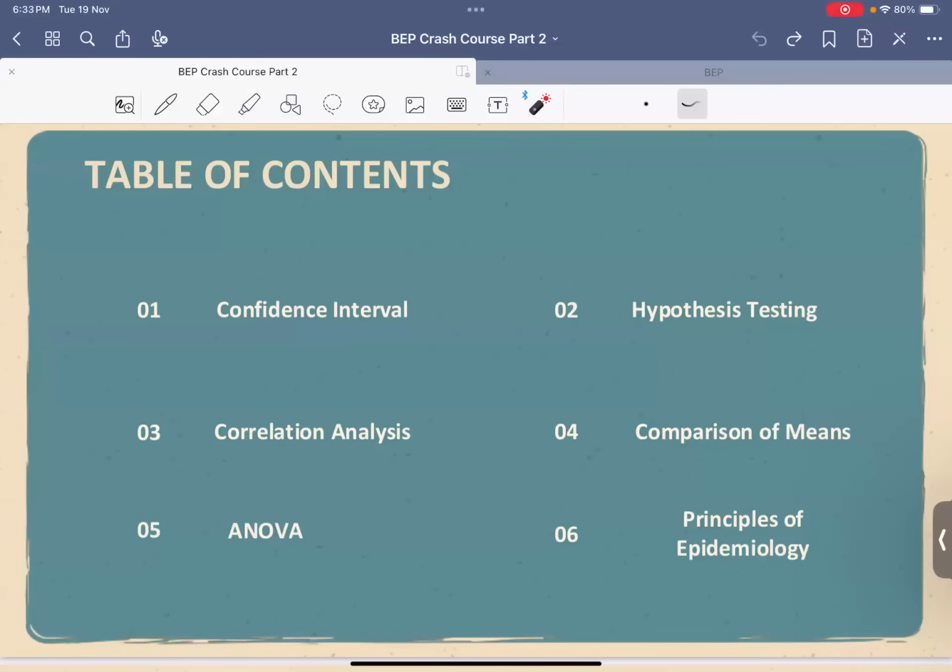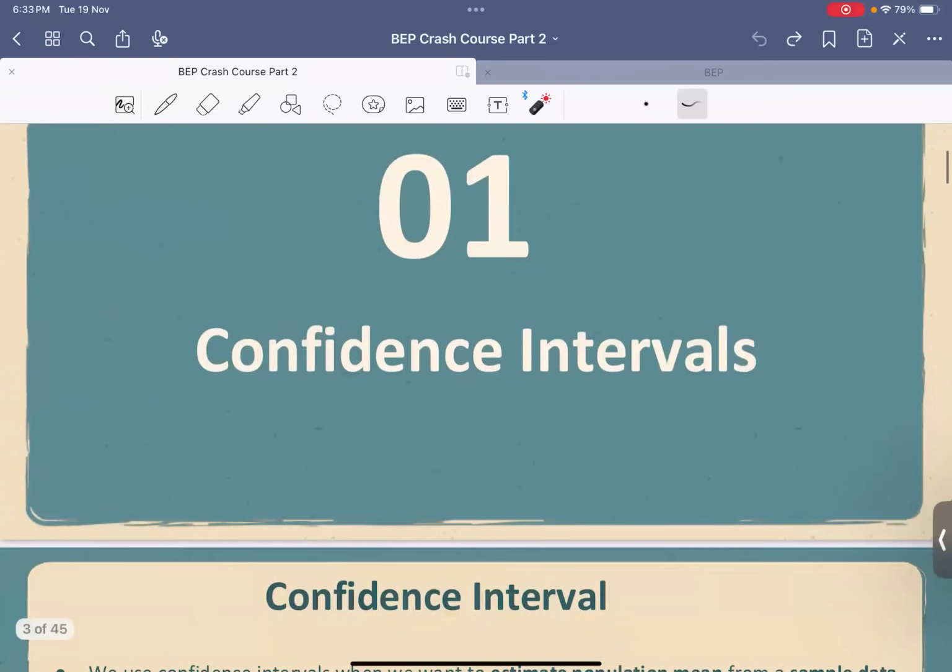However, it's easy, inshallah. So we're going to be covering confidence interval. Then we're going to cover hypothesis testing, then correlation analysis, comparison of means, ANOVA, and finally principles of epidemiology, which are 3 lectures, but I put them as one. So let's start with confidence intervals.